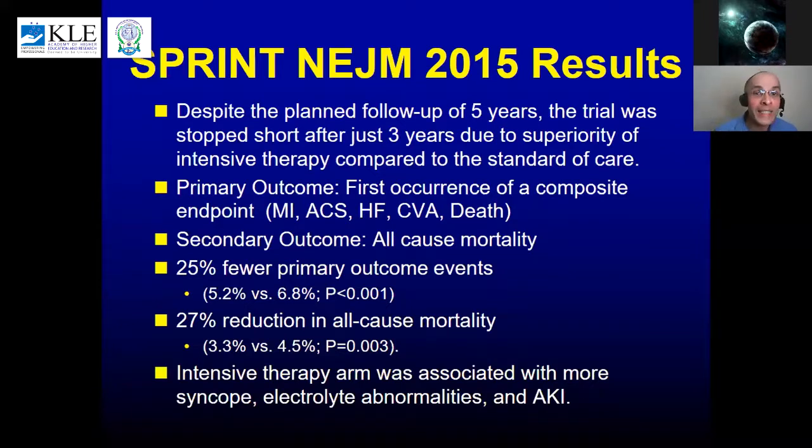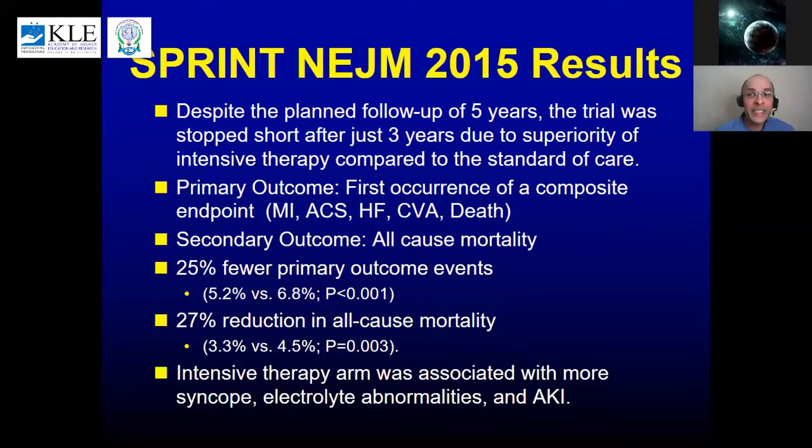What they looked at is a composite endpoint for any event that occurred for the first time. It could be a myocardial infarction, it could be chest pain, any in the spectrum of acute coronary syndrome events, coming in for heart failure, coming in for a stroke. Any of those were counted as a composite variable. So we're looking at the number of events that occur. What was the number of events in those that were more aggressively treated for their blood pressure as opposed to those that were less aggressively treated? And secondarily, they looked at all-cause mortality.